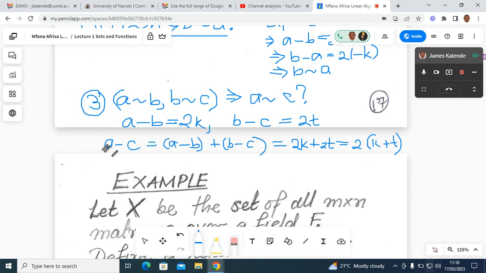I've been able to write a minus c as a multiple of 2. And therefore, this means that a must be related to c. So this confirms that our relation is an equivalence relation.